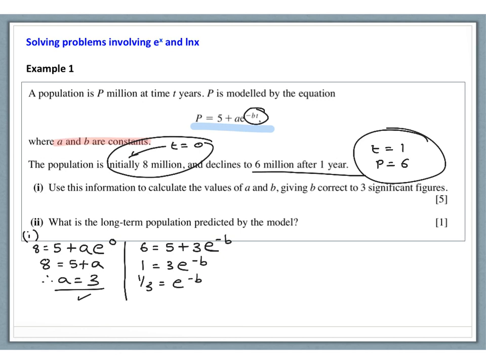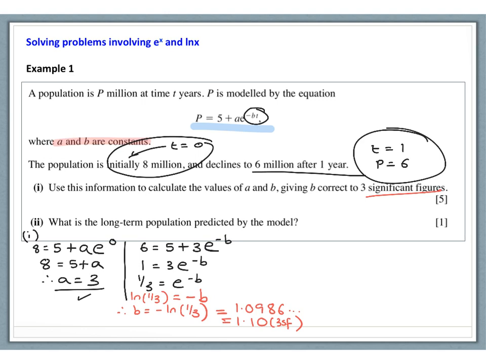And now we can take natural logs, ln, of both sides. So ln of 1/3 is equal to ln of e to the minus b, which of course is minus b. So b is equal to negative ln of 1/3. And they want us to give this correct to 3 significant figures, which is 1.0986... so rounded, 1.10 to 3 SF.